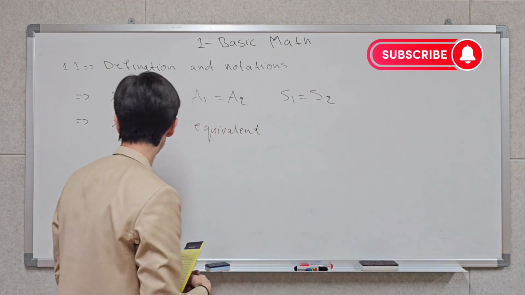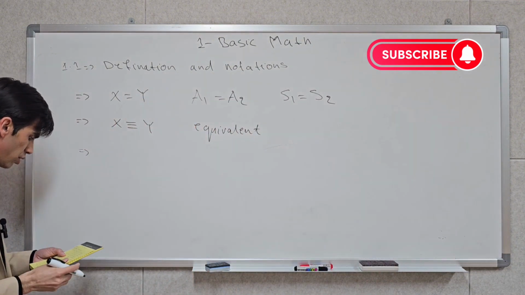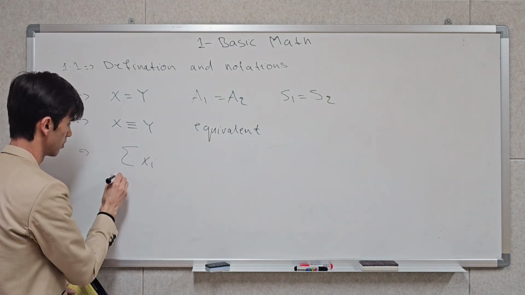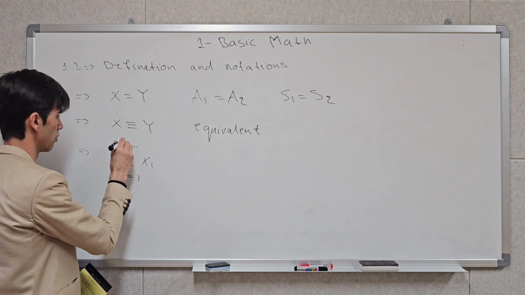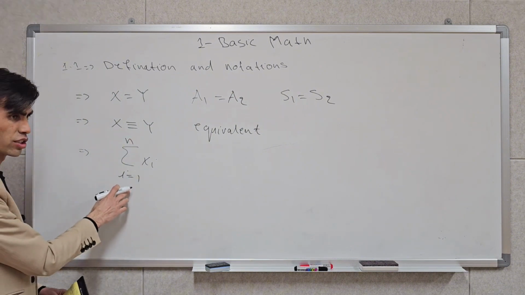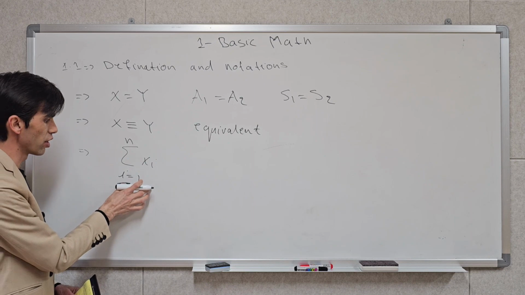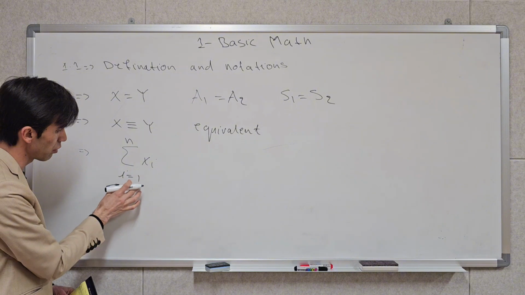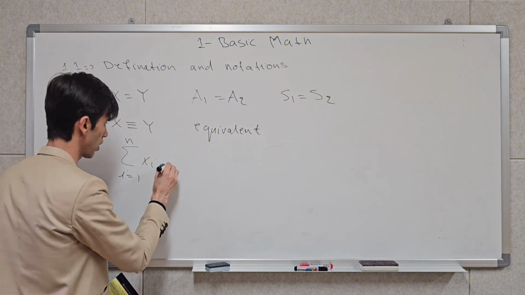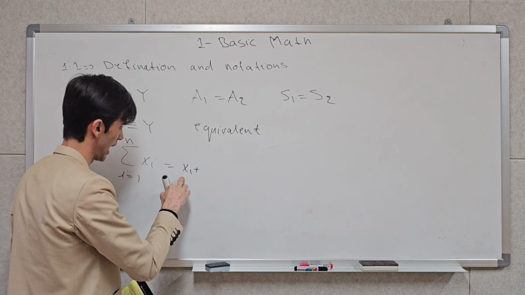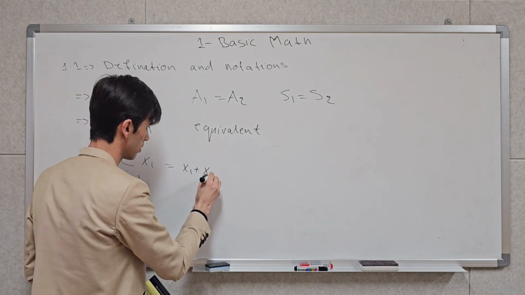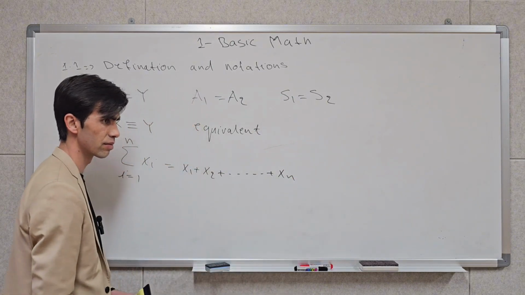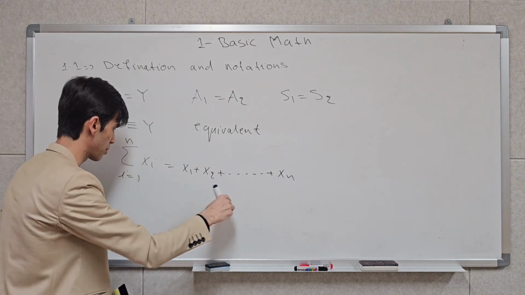The next notation that we use in economics is this one: i from 1 to n. The summation sign is the finite sum of xi, which i starts from 1 and ends up to n, is equal to the sum of x1 up to xn. This is the summation sign.